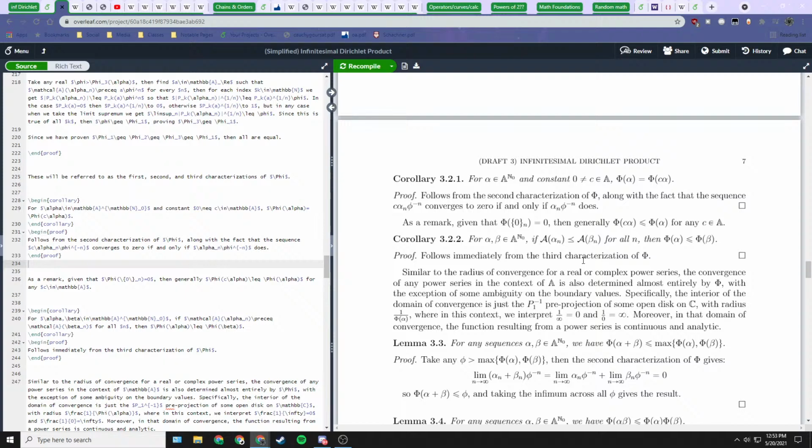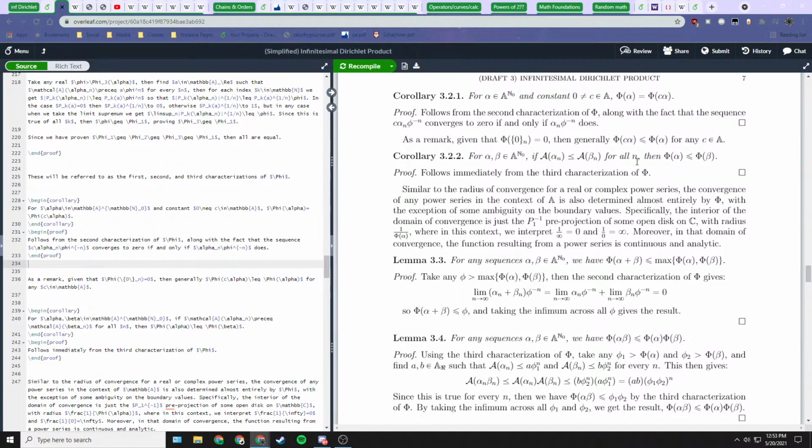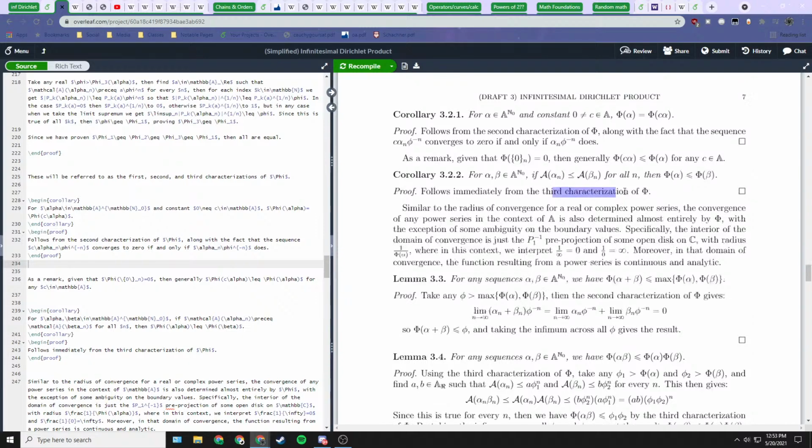The second corollary is that this phi function is monotone. So if the absolute value of alpha sub n is bounded by the absolute value of beta sub n for two different sequences, alpha and beta, then for every n, the phi value of alpha is also bounded by the phi value of beta. And that follows immediately from the third characterization, right?